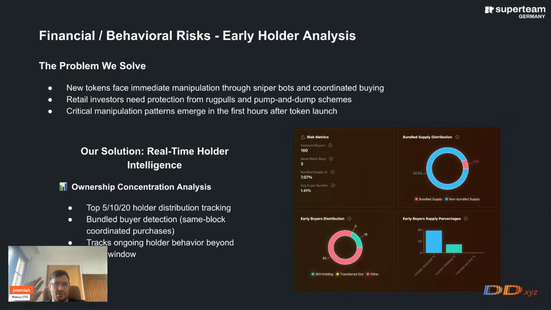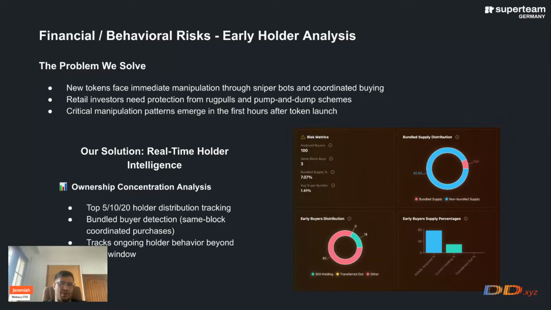So our algorithms work on these and run detection to give back a risk level for tokens in new releases. We do ownership concentration analysis, top 5, 10, 20 holder distribution, and also bundling detection, basically same block coordinated purchasing. We also track ongoing holder behavior beyond that initial window.